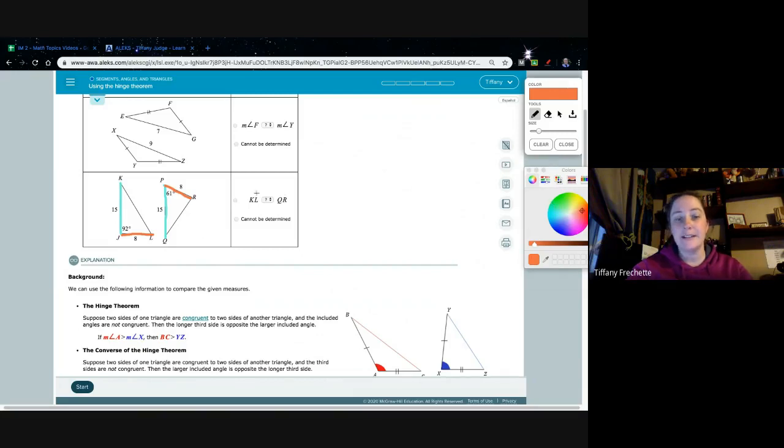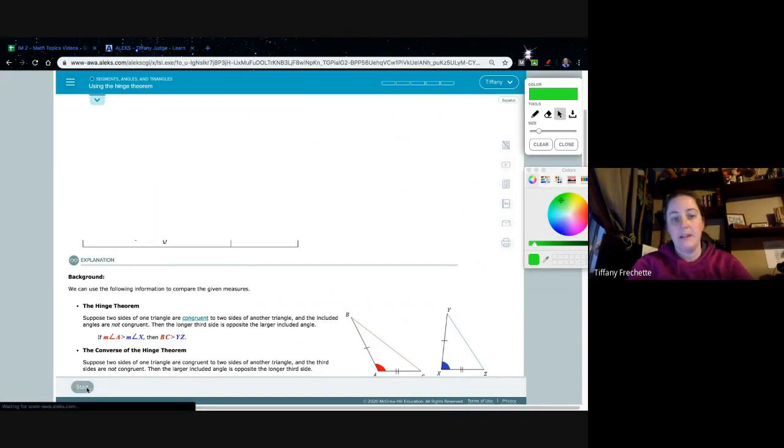So now they want us to make a decision about KL and QR. So remember, we can go opposite the angles. So 92 is bigger than 61. So that means that KL is going to be bigger than QR. So then I do my little Pac-Man guy, and that's eating KL. Okay. So let's go ahead and clear this out, and whoops, it helps if I hit the cursor.